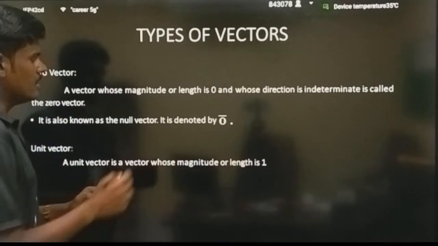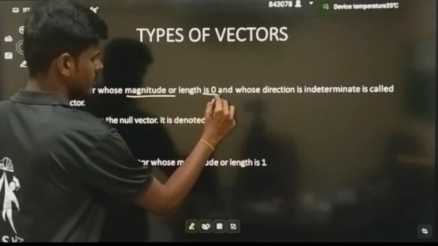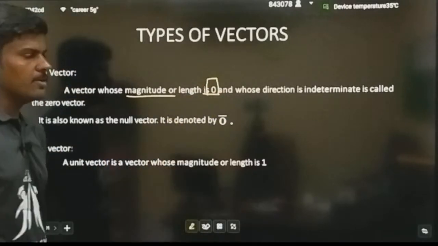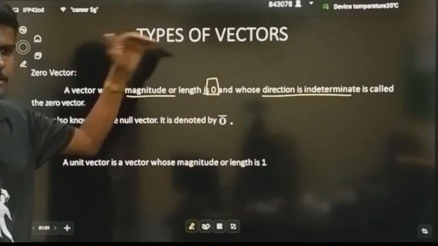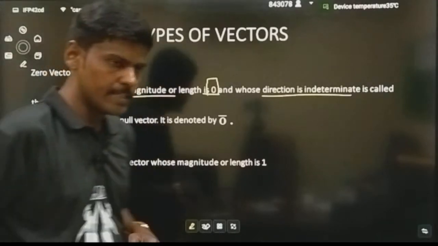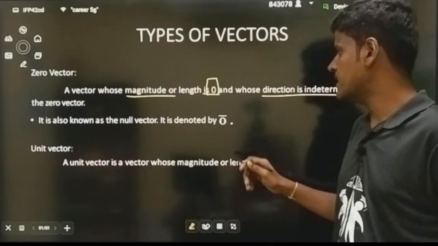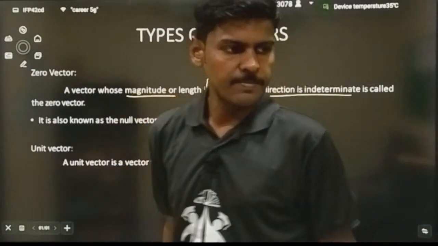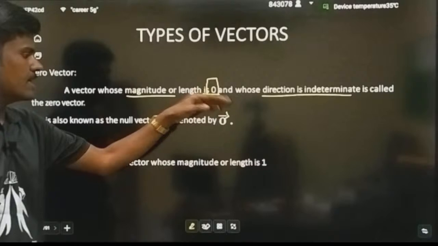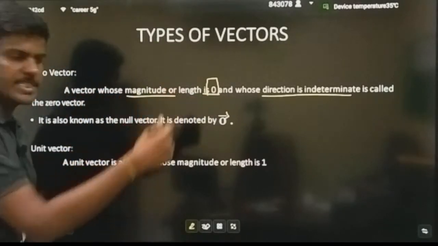So for a zero vector, magnitude is 0 and direction is indeterminate. This zero vector is also called null vector or empty vector, and it is generally denoted by zero vector. Null vector, zero vector, empty vector, all mean the same.